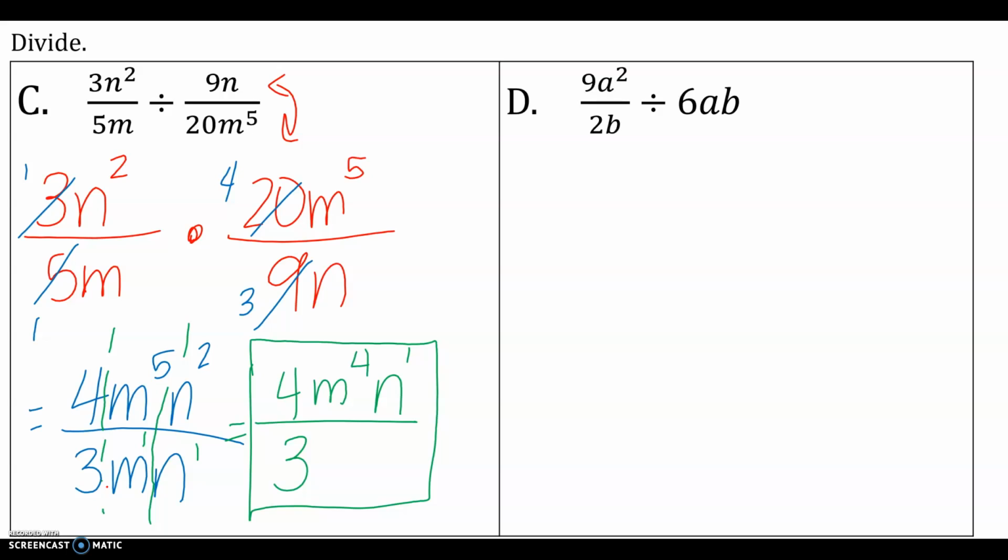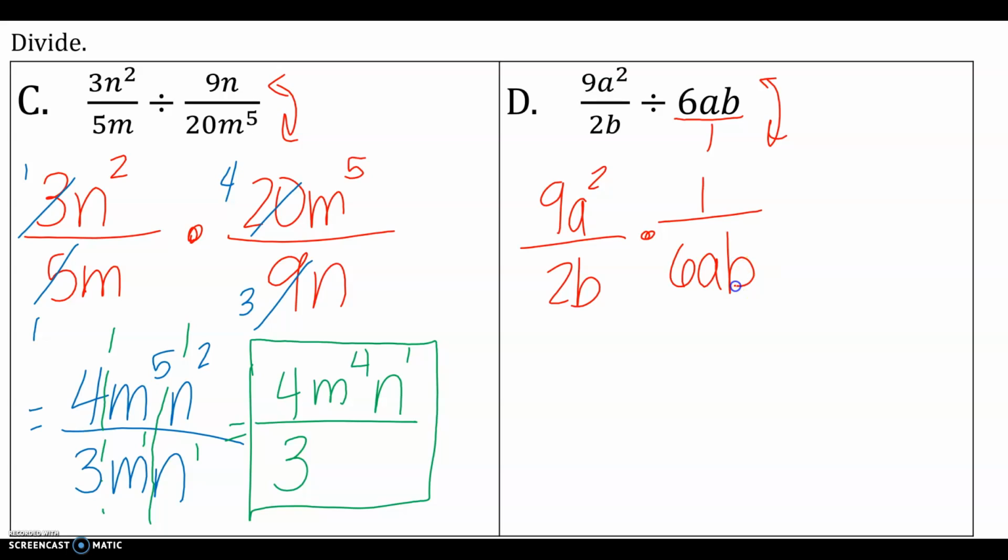Okay, now, letter D actually has something missing. You should know there's a missing 1 underneath there. So when we flip this, you need to remember that the 1 now would go on top. So we don't have to actually reduce here. We can multiply straight across.